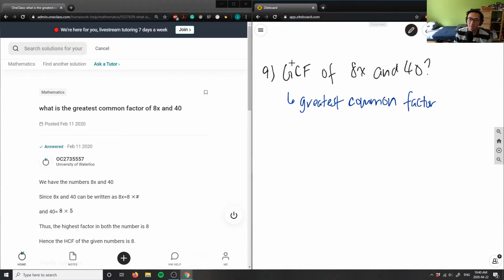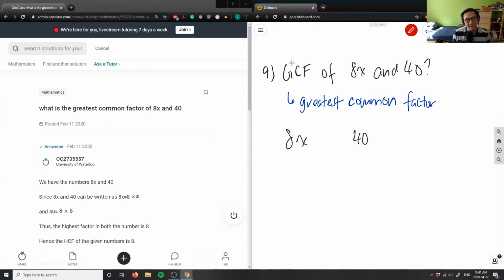So let me write this in black. It's 8x and 40. We're looking at these two terms, and we're thinking, what is the greatest common factor of these two terms? When we talk about greatest common factor, it's the greatest amount, or the highest number, that we can divide both these terms by and still get a whole number. So if we look at these two terms here, 8x and 40.